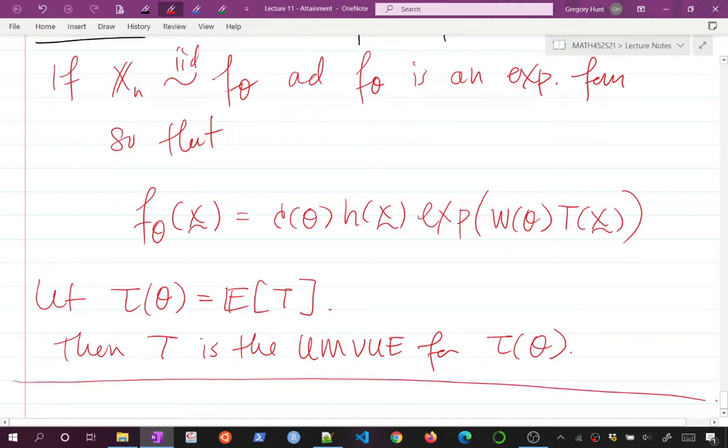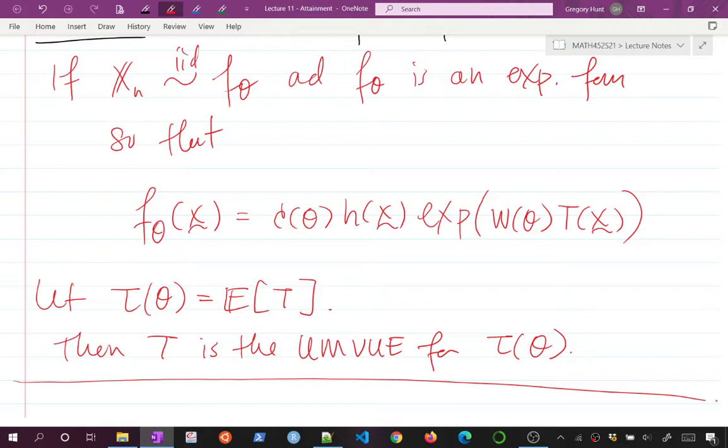So what this does is that if you give me an exponential family, and so I can recognize the parts, so I ask you, okay, is this an exponential family? You recognize the parts or you don't. And so I recognize the t part of this exponential family.